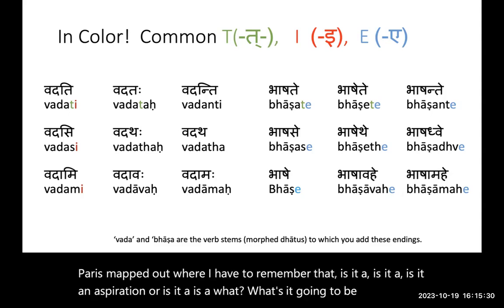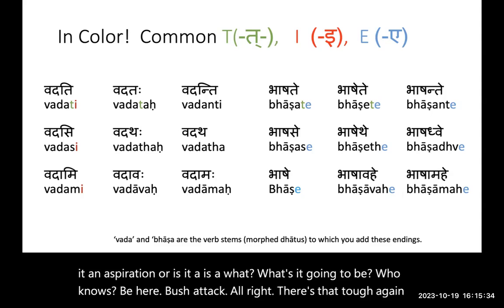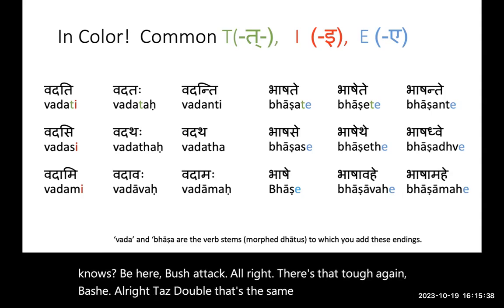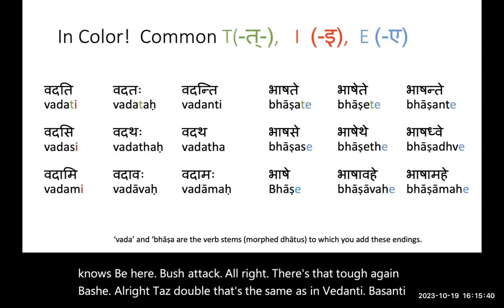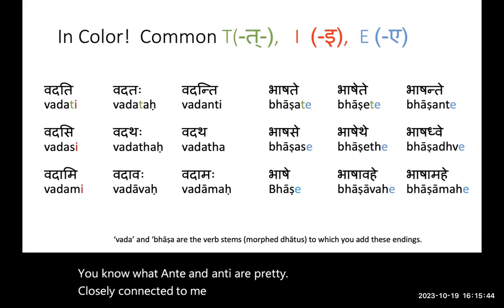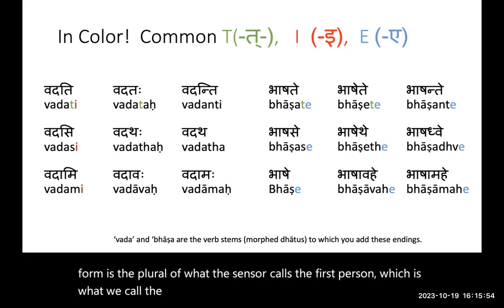Who knows? But here, bhaṣate. All right, there's that ta again. Bhaṣete. All right, ta's double. That's the same as in vadati. Bhaṣante. You know what? Ante and anti are pretty closely connected to me. So I'm going to remember that the NT form is the plural of what the censor calls the first person, which is what we call the third person.